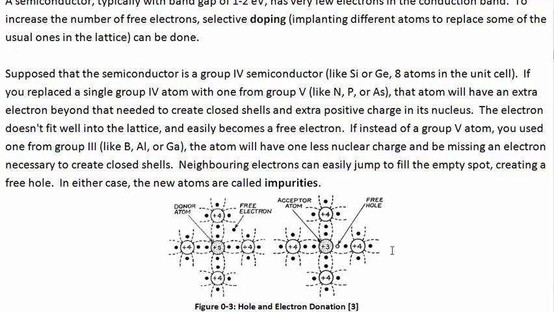You can also get a free hole by, instead of inserting an element that has too many electrons like nitrogen, inserting a group 3 element, say like boron. Boron has 3 electrons in its valence band. So unlike the silicon with 4, it's missing an electron, and this creates a free hole that behaves like a positive charge carrier. In other words, it's very easy for an electron from the valence band, one of these ones that's normally locked up in the bonding, to jump into this empty spot here.